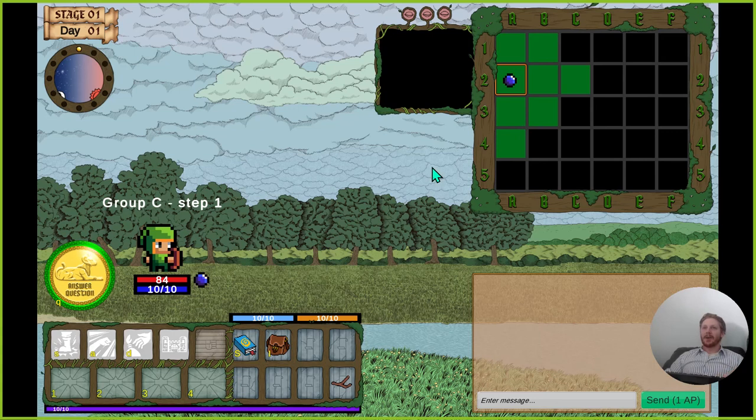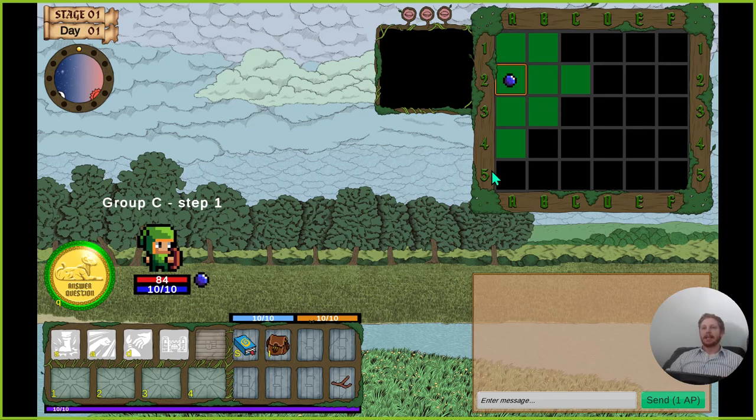So here we are. We're an archer. Some of the ways that it works. This is stage 1, day 1. We have these action points here, which is the green. Eventually you're going to have like 100 action points to start with, and you're going to have to spend them as if you were spending money. You'd have to spend action points in order to do anything in the game.